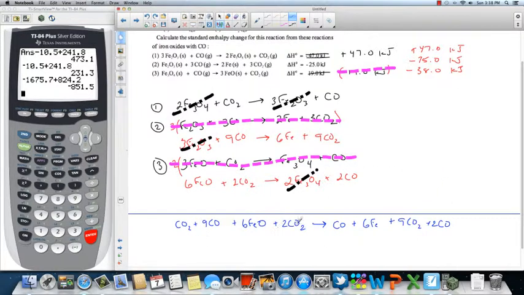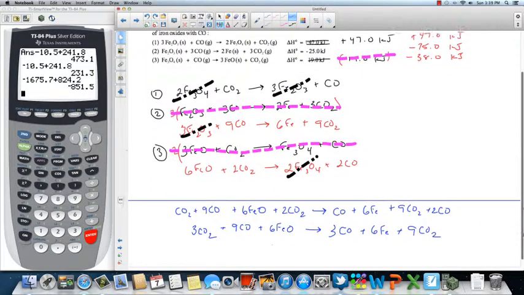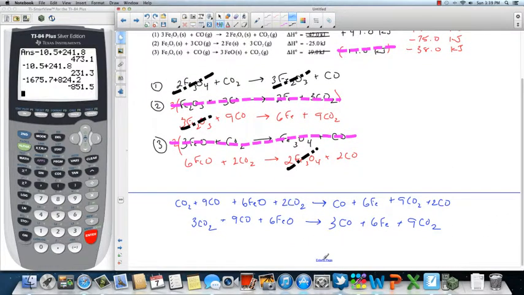Well, we've got some terms that we can combine together. So what we can see here is 2CO2, and CO2 here is 3CO2, plus 9CO plus 6FeO yields, and then on this side, we can see 3 COs, 3CO plus 6Fe plus 9CO2 on this side. Make this page a little bit bigger.